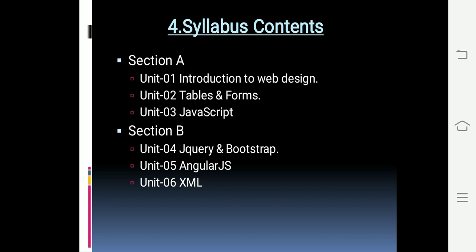Then next is unit 4. In unit 4 there is jQuery and Bootstrap. jQuery is also one web designing language. In this unit you are going to study what is the syntax used to define the jQuery, what is the event, what is slide, and how the animation can be applied to the web page by using jQuery. Next is Bootstrap. Bootstrap is a framework. Introduction to this framework is also included in the unit 4.